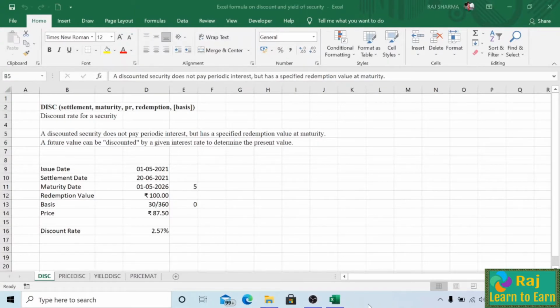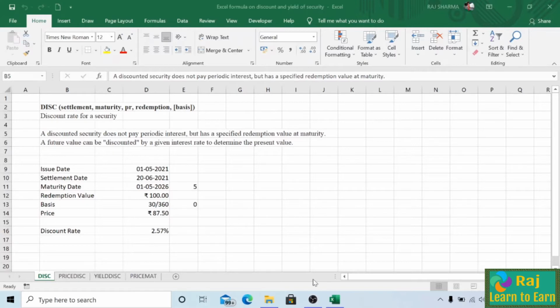Hello friends, in today's video we are going to talk about the discount rate formula. This formula is generally used in case of bonds or any other security where the final redemption price is available and we have to find out what the present price could be for that security.